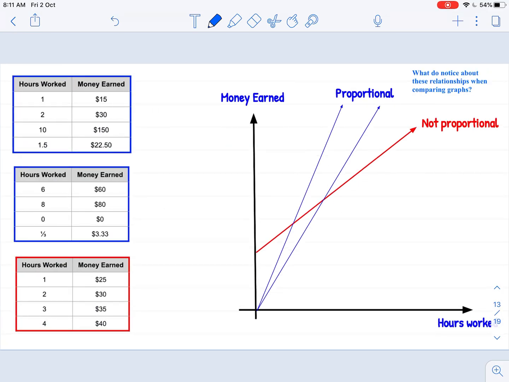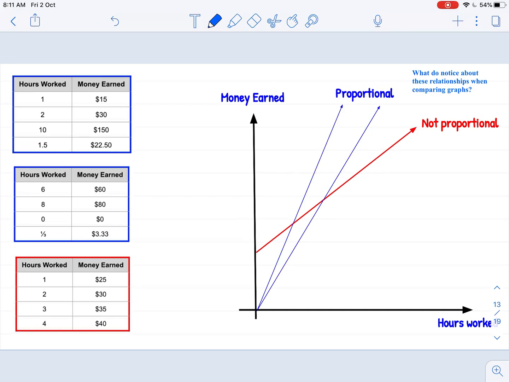But if you compare them, the lines in blue are the proportional relationships that I've done so far, and that one in red is the one that we just graphed. I took the scale off, but when you look at those, what do you notice about those relationships? What do the proportional and not proportional relationships have in common? And what's different about them?